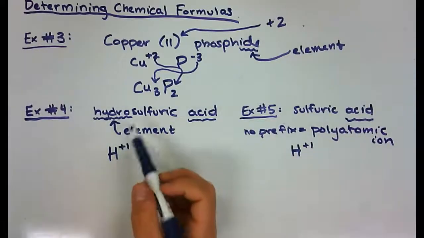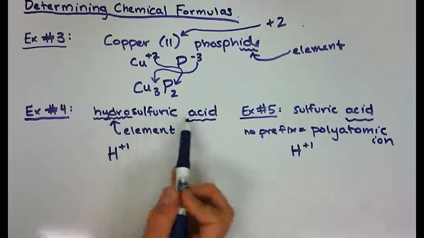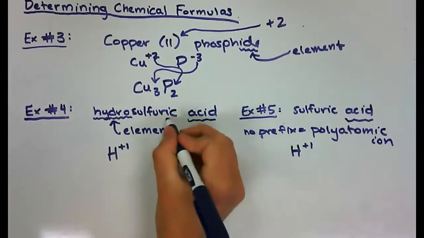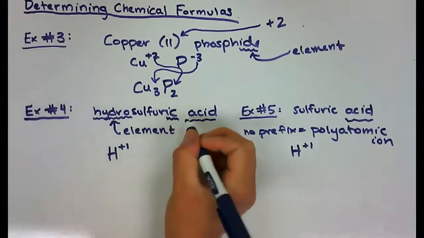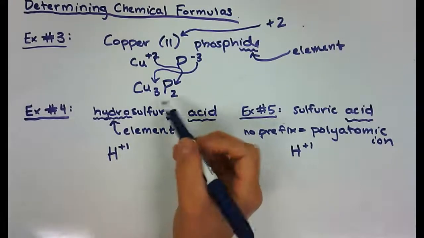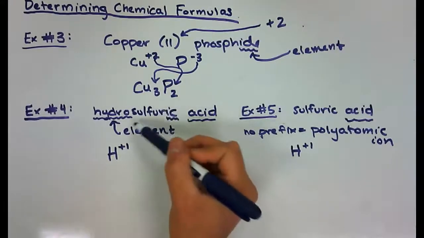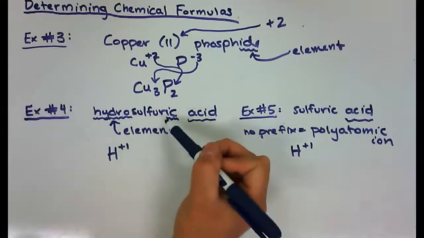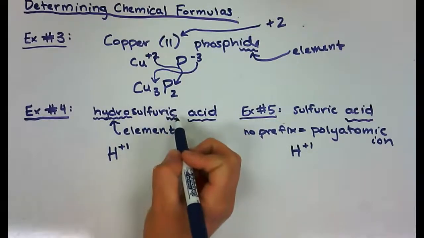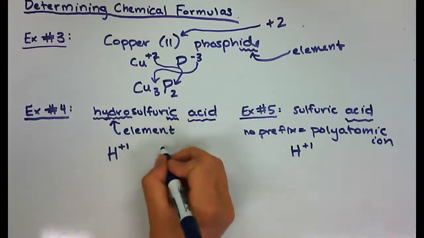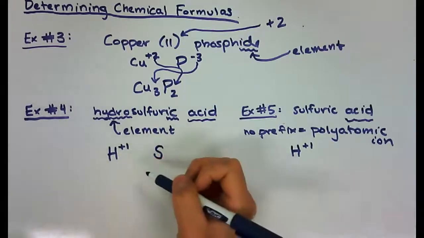So, over here we have hydrosulfuric acid. Notice that we changed the ending to ic as well. You should be able to tell now that the element we're talking about is sulfur. We just changed the ending to ic. So I'm going to put sulfur as my element bonded to my hydrogen.